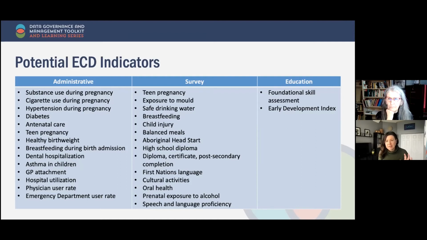So in this case, even just with ECD, we looked at multiple data stewards: the Ministry of Health, the education departments, as well as whoever the regional steward is of the surveys, the regional health survey. So just in this case alone, we're working with multiple external partners. We're submitting data access requests to them.